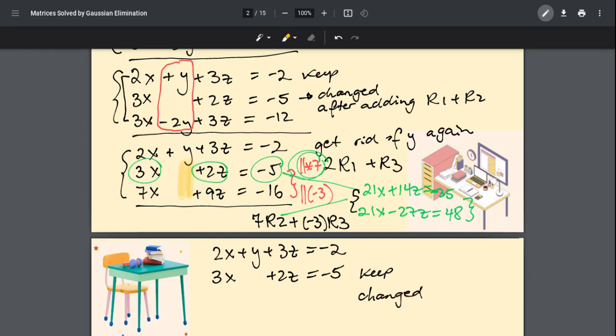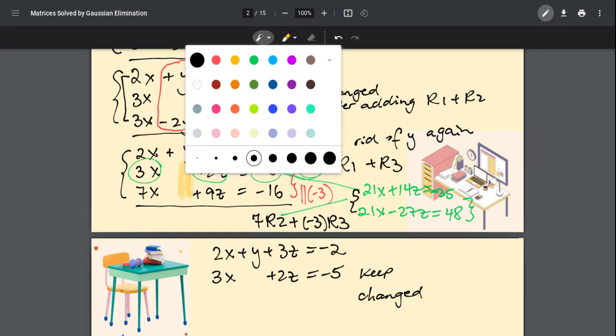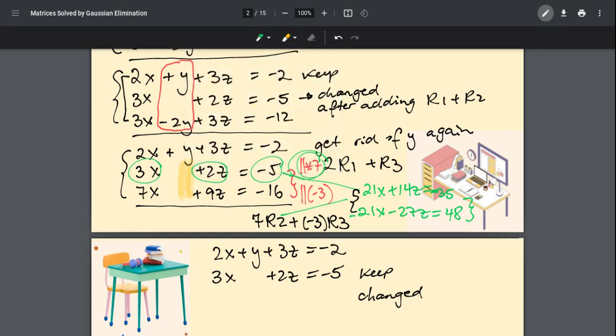So when I add it up, 21x, oh, there should be a negative, of course, right here. There should be a negative in front since we multiplied by -3. That allows me to eliminate this whole thing. Perfect.